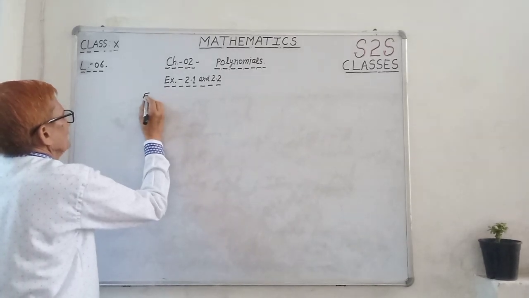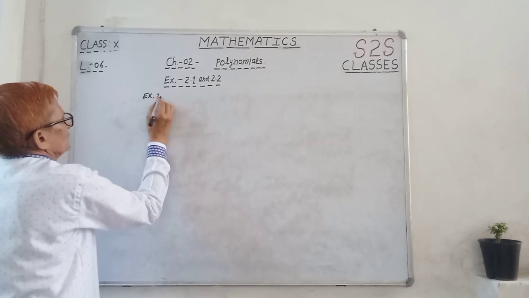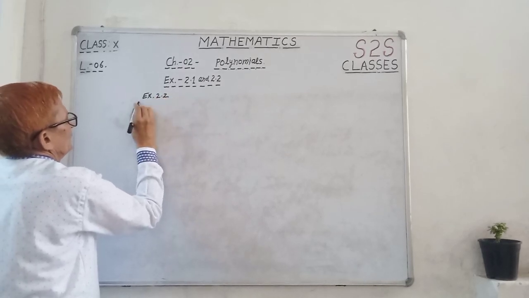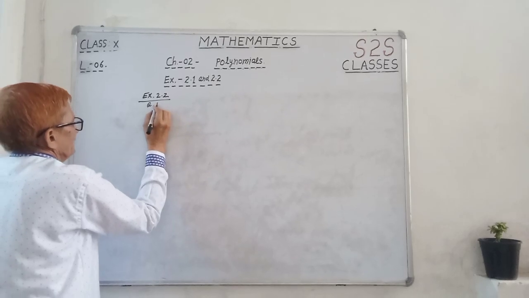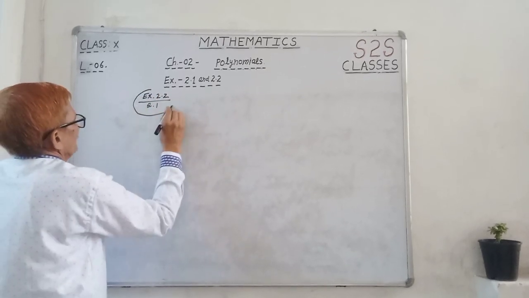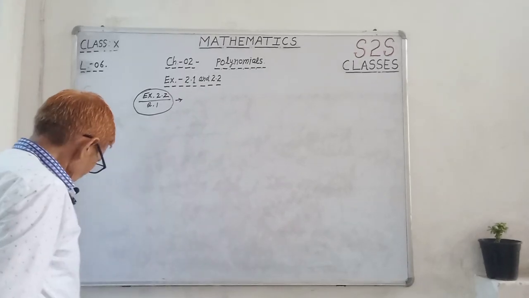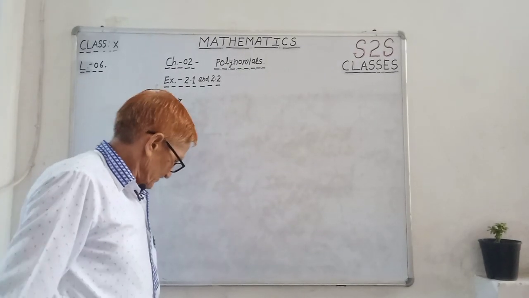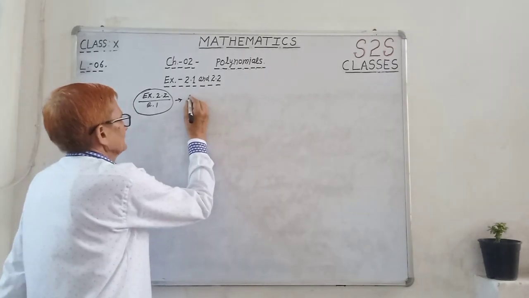Exercise 2.2, question 1. What is the question? Find the zeros of the polynomial. Find the zeros of the polynomial, right?